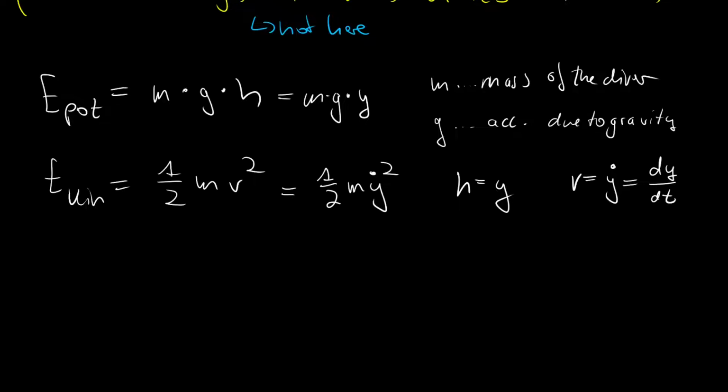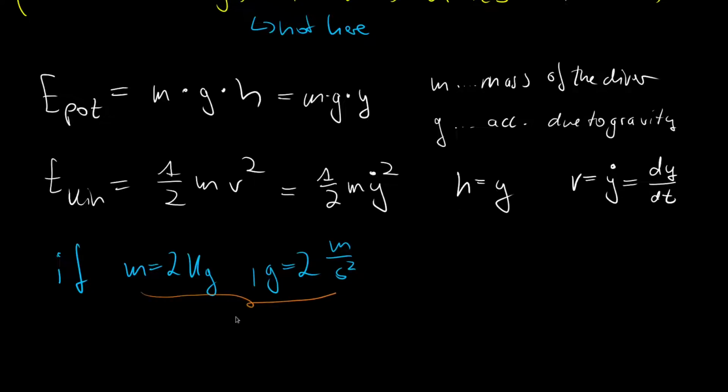Now let us make some simplifying assumptions, because we now have some constants from physics, but we are more interested in the mathematical sense. So let's give them some simple values. Let's say m is 2 kilograms and g is 2 meters per second squared. We will see later why, and they will become quite natural.